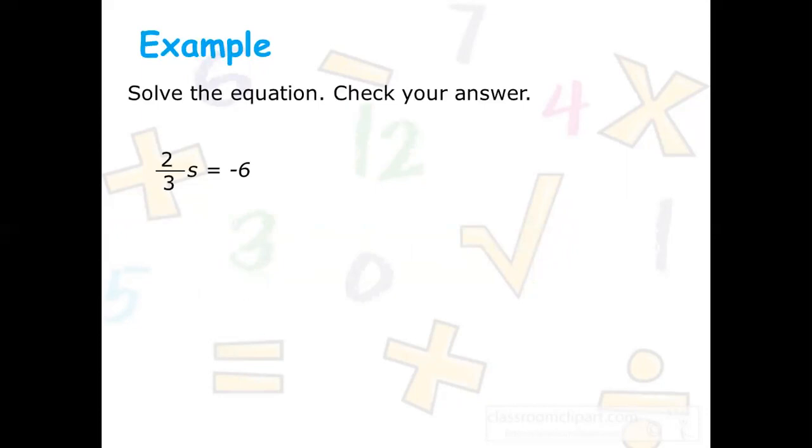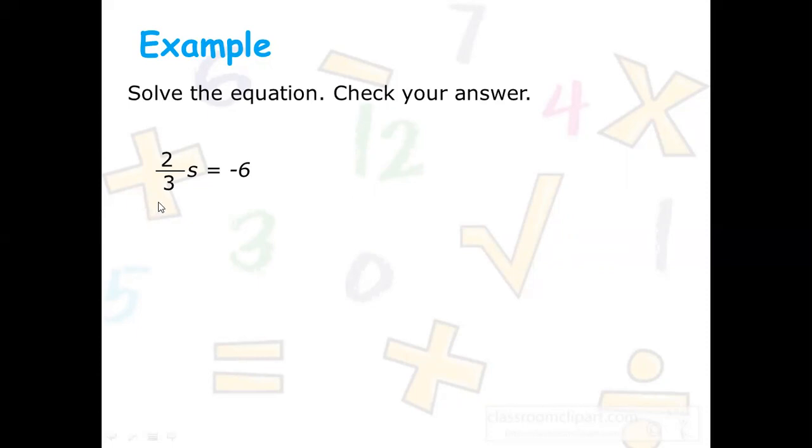Let's solve one more. Okay, now this question has something different. Now read the question first. What does this mean? 2/3 multiplied by s. As you know, if a number and a variable are together, it means they are multiplied. So 2 over 3 multiplied by s gives you negative 6. So what is the question you need to ask?